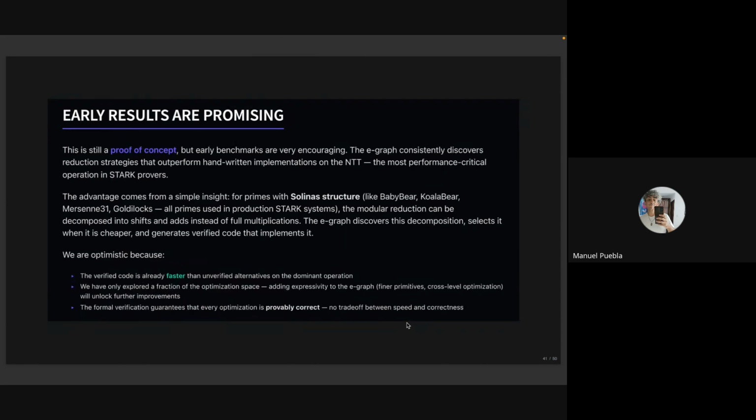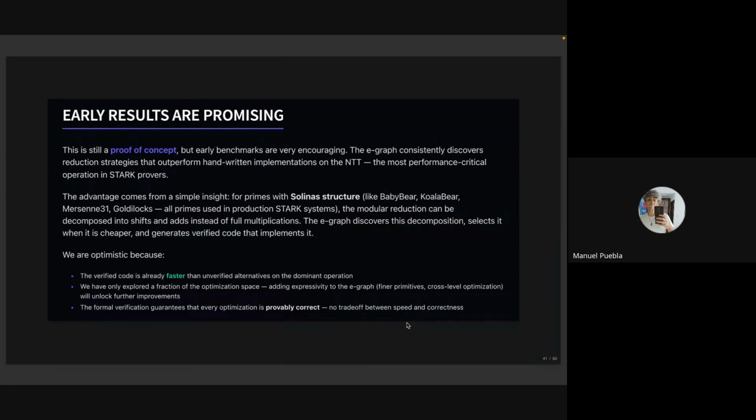So our results at this point are really promising. This is still a proof of concept because all the scaffolding has been done, all the wiring has been done, but we still need to teach this what it's dealing with. And we have strong reasons to believe that this can yield very, very promising results.